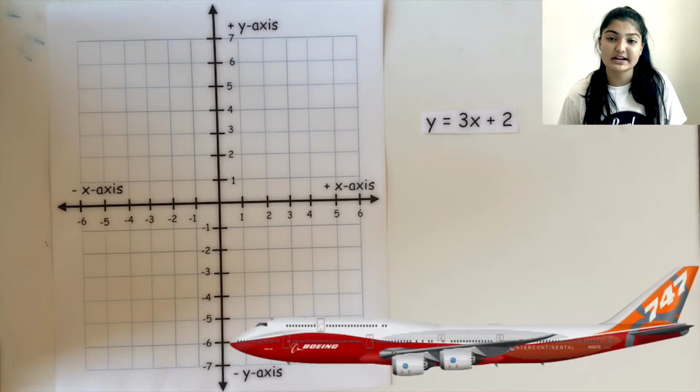Instead of writing a formula from a graph, what if we write a graph from a formula? But wait, that sounds a little complicated. How would we do that? What would it look like? And is it even possible? Let's take a look. Here is a coordinate plane.